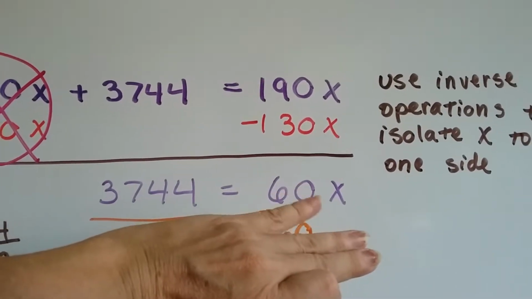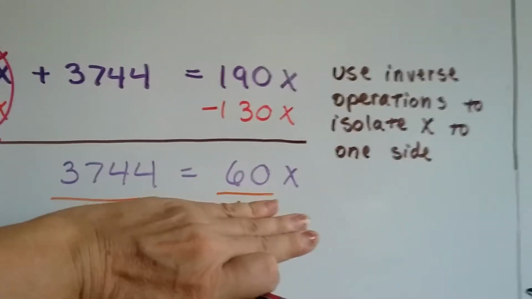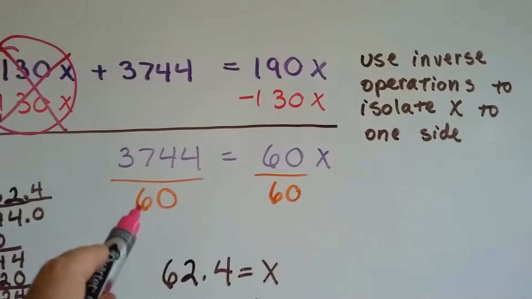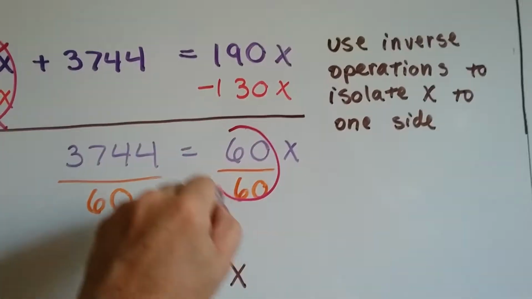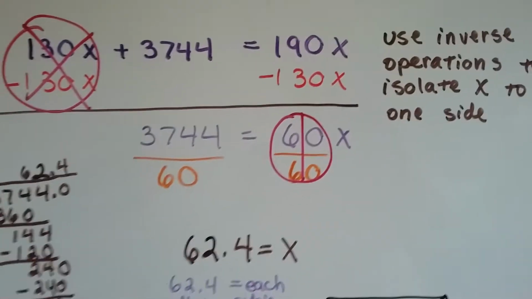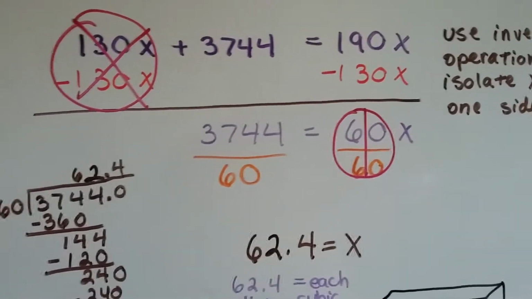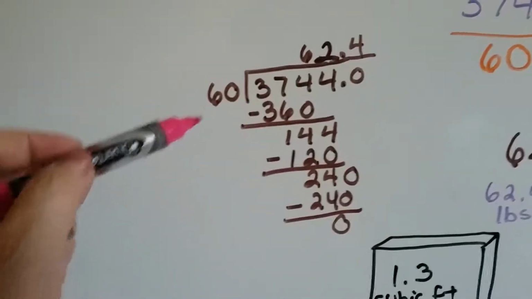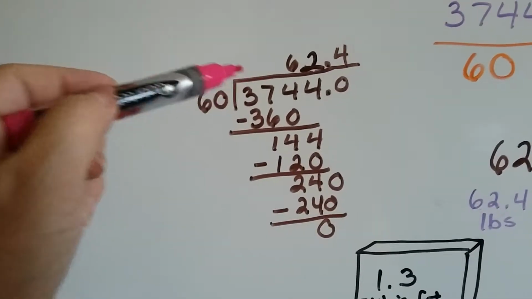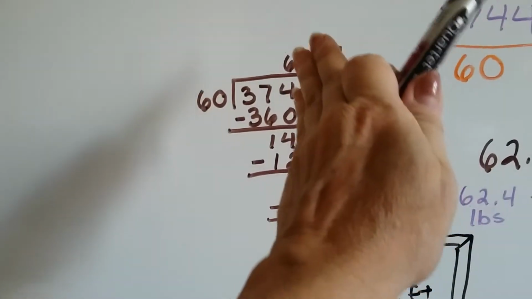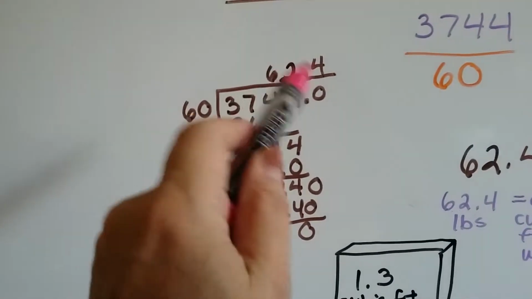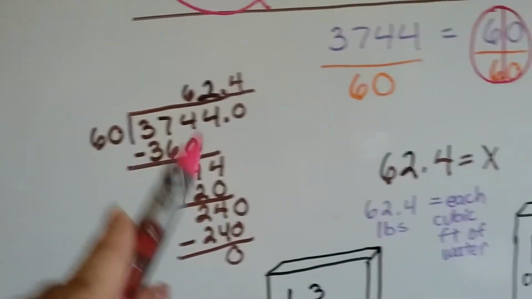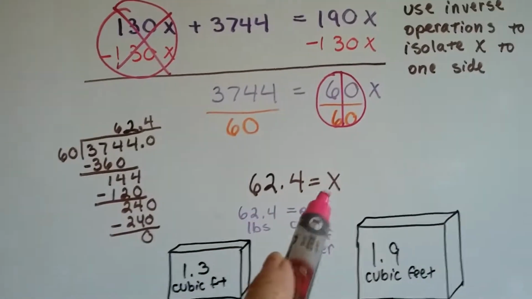Now, because 60x means multiplication, the inverse to isolate the x to one side would be division. So we're going to divide both sides by 60. 60 divided by 60 is 1, so that gives us our friend the invisible 1. And 3,744 divided by 60. I did my long division over here, and 60 can't go into 37, but can go into 374 6 times. And I did my long division all the way down, and I got 62.4. Well, that means 62.4 equals x.